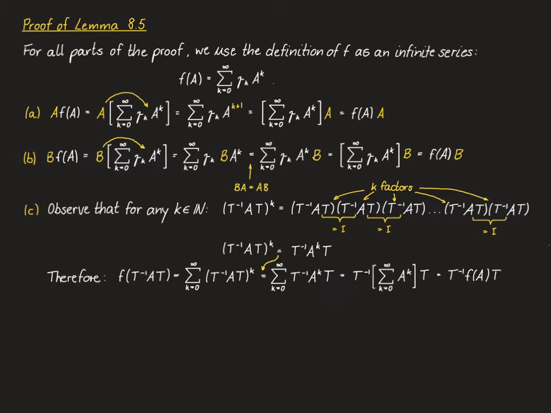Now we can use this to establish our result. f of T inverse A T is by definition equal to the sum of k from 0 to infinity of, in brackets, T inverse A T to the power k, which by our previous result is equal to the sum of k from 0 to infinity of T inverse A to the k T, where we can now take the T inverse out to the left and the T out to the right, and what we get is this expression, which is exactly equal to T inverse f of A T.